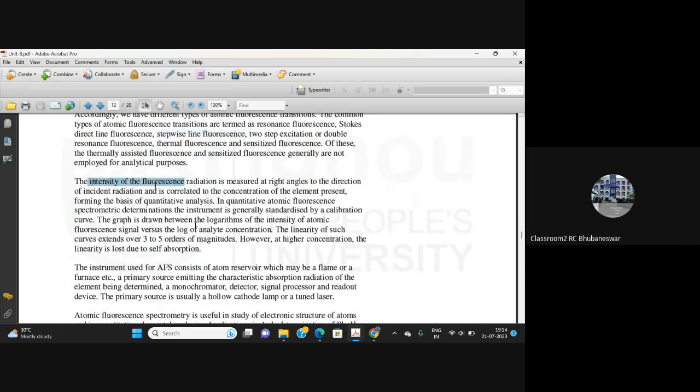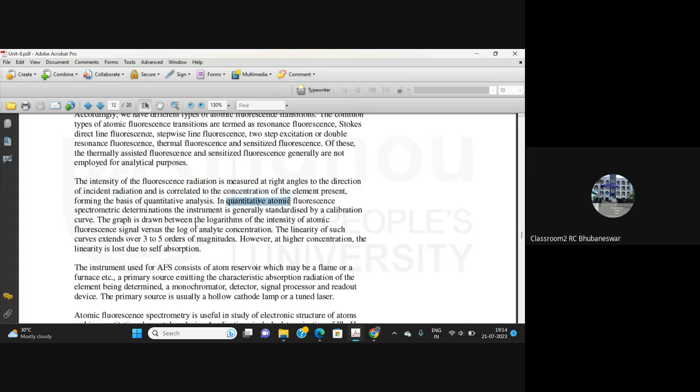The intensity of the fluorescence radiation is measured at right angle to the direction of the incident radiation, which we had already studied in the previous class. Why so? Because we want the transmitted light to be avoided. We want a specific wavelength of radiation to be collected. And it is correlated to the concentration of the element present, forming the basis of quantitative analysis. You need to have a good correlation between concentration and intensity.